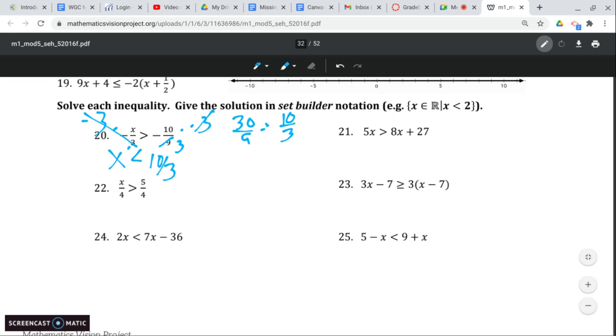So now we use our set builder notation. X is an element of the real number system when x is less than 10 thirds. And there's your answer. So that's what you guys are doing for these. So solve them first and then put them into the notations it wants. So 16 through 19, it's interval notation. 20 through 25, it's set builder notation.